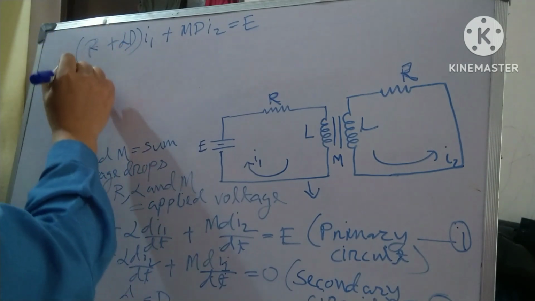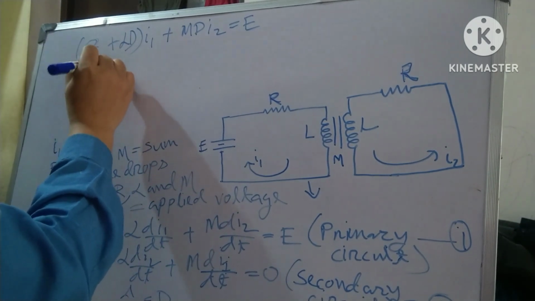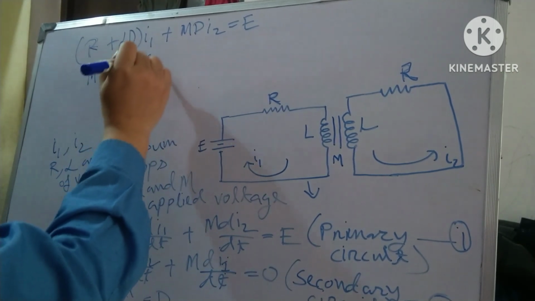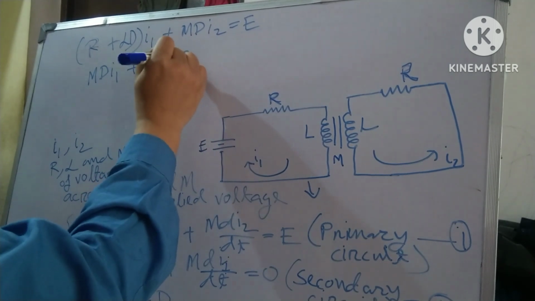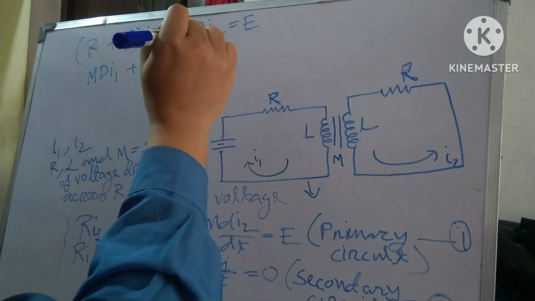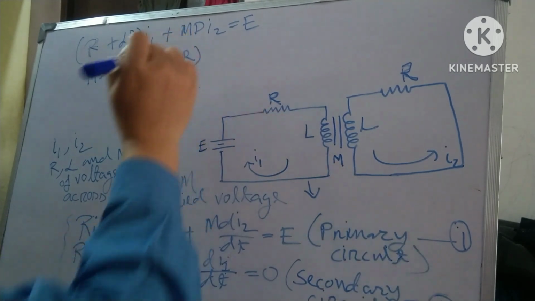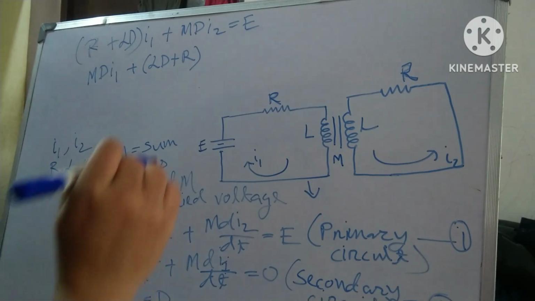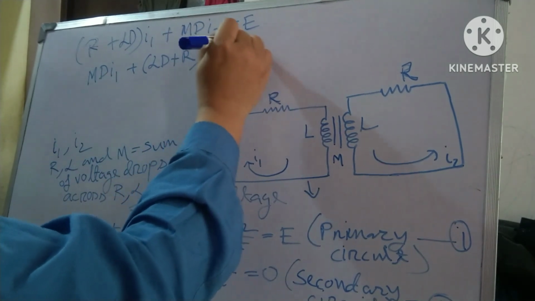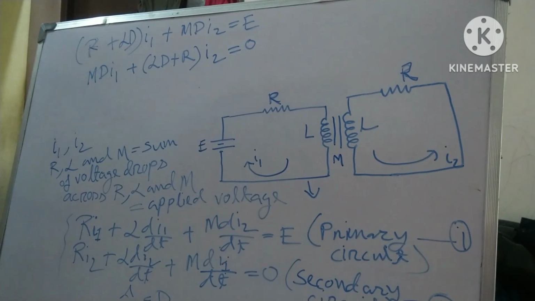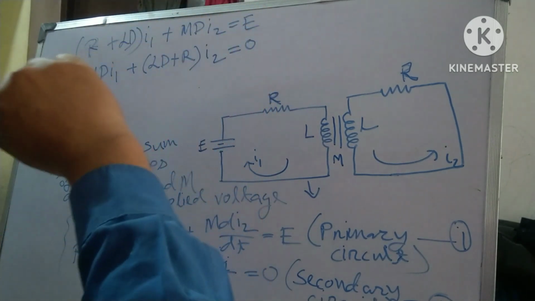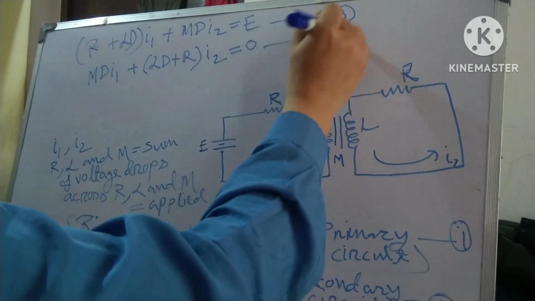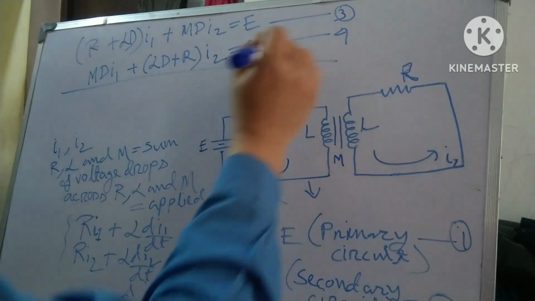and MD I1 plus (LD plus R) I2 equals 0. Okay, I converted it into D operator form, so I can write equations 3 and 4. Now I have to solve this problem.